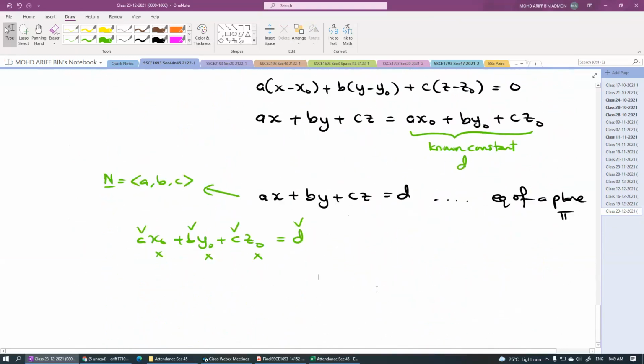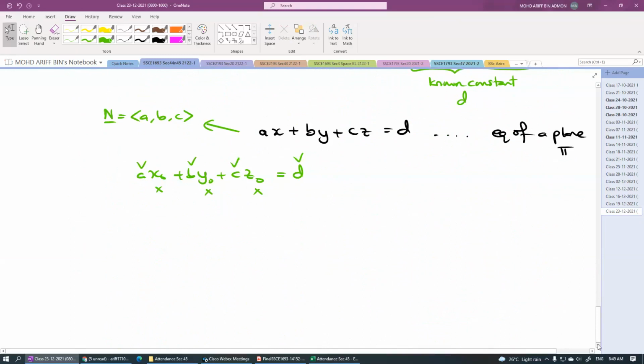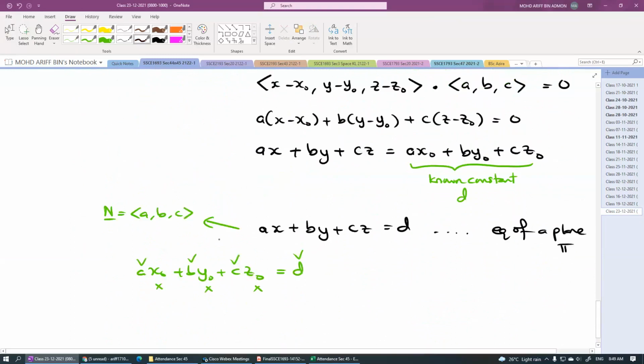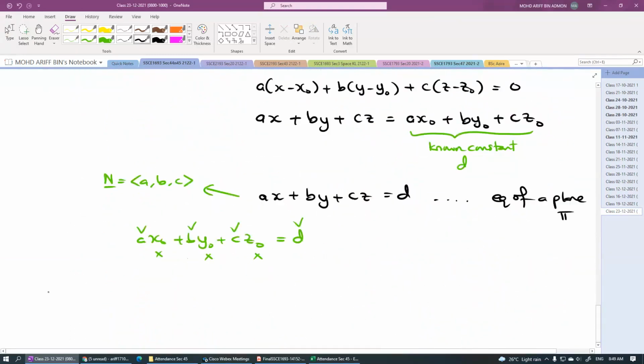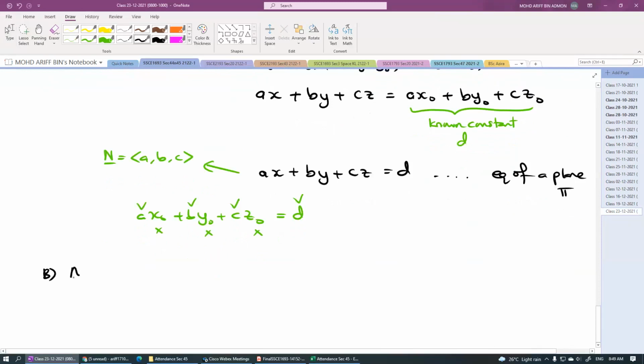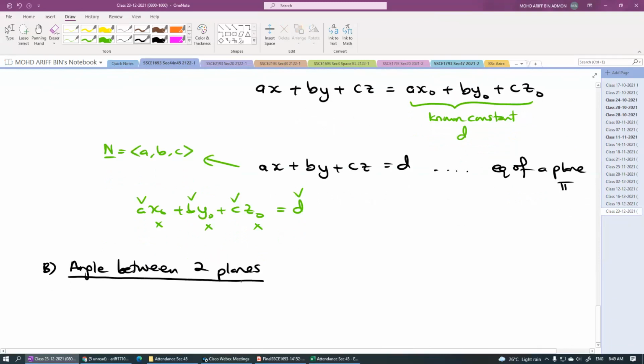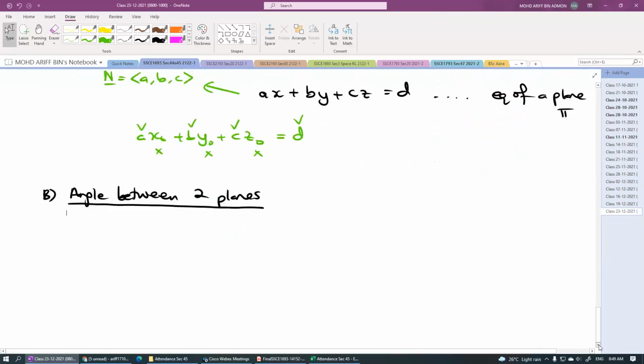So I just proceed to another thing, because for the plane we have a little bit many things that we need to consider. B. Angle, I go for angle first. Angle between two planes. So once again, let's say I'm considering just rectangular flat planes.